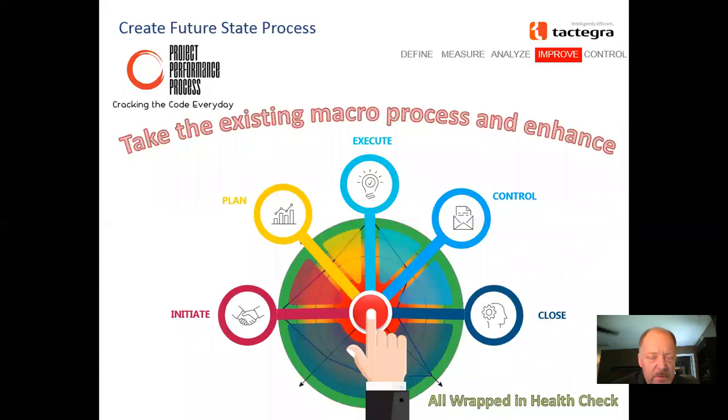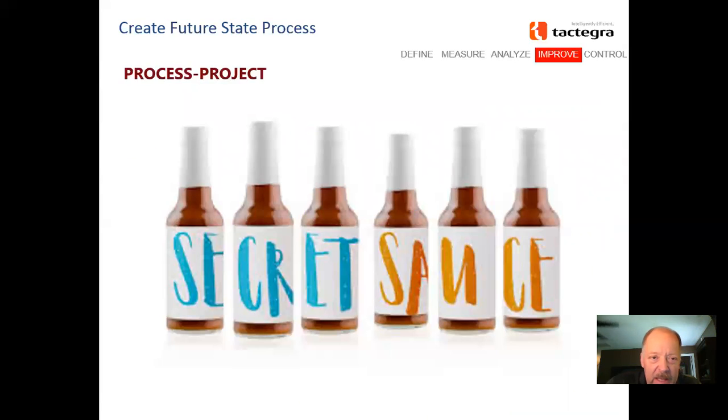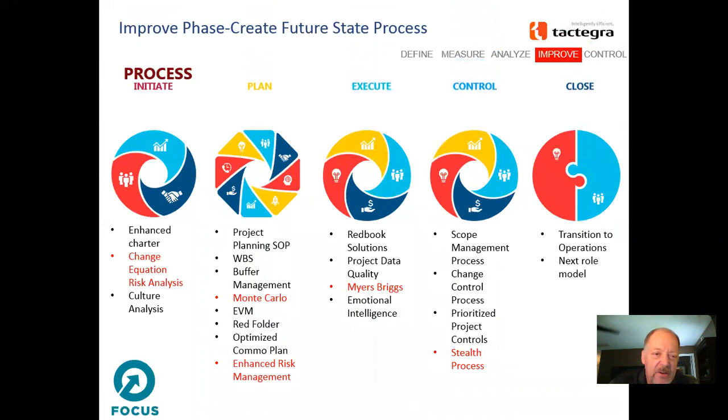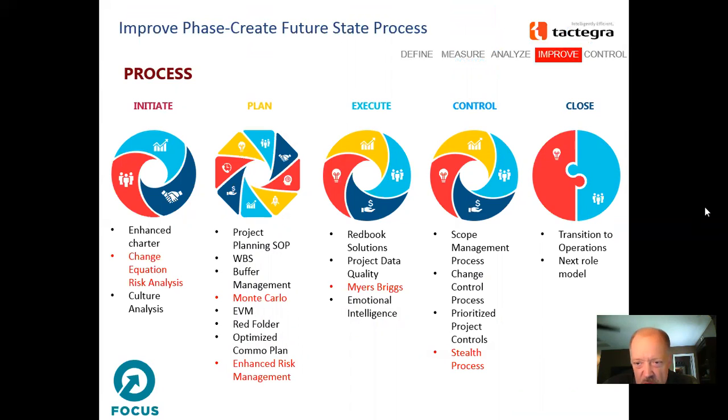So we're going to talk about some things here. When we post this deck up to the website, it won't have the next page graphic on it, because that's really the secret sauce. But we take all these steps and we wrap them in a health check that we use, which is a tool that continuously evaluates the health of the project through the different phases. So again, the secret sauce, this is our initiate, plan, execute, control, and close. And again, these are techniques or tools that we've built into these different steps here.